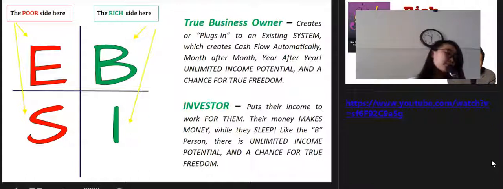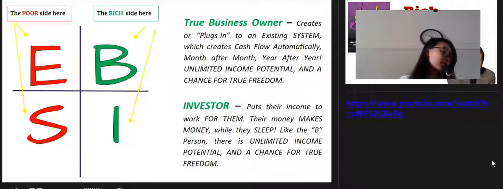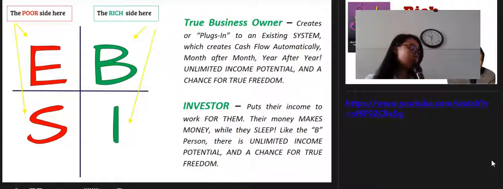The difference between the S, which is the self-employed or specialist, and the B, the business owner quadrant, is that if the small business owner stops work for a month, the business will collapse. They don't really have a business but own a job.